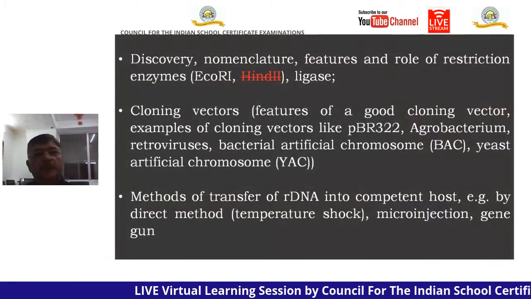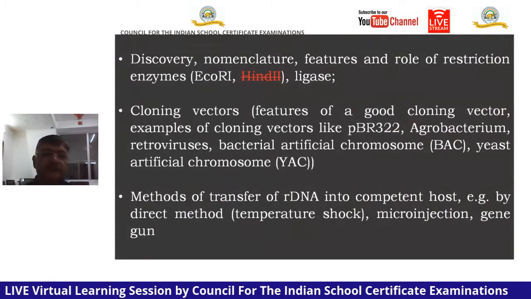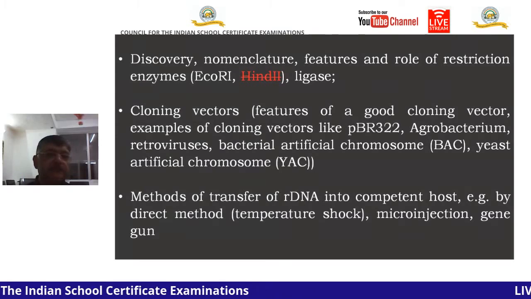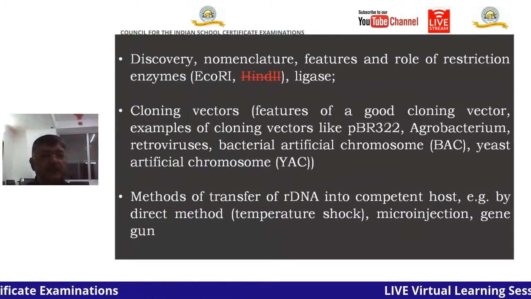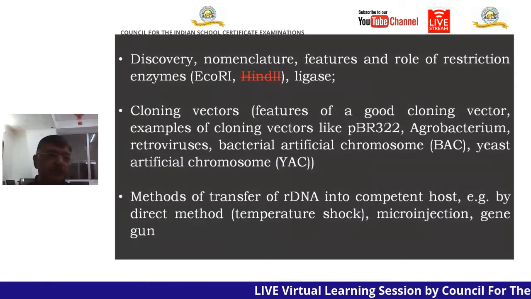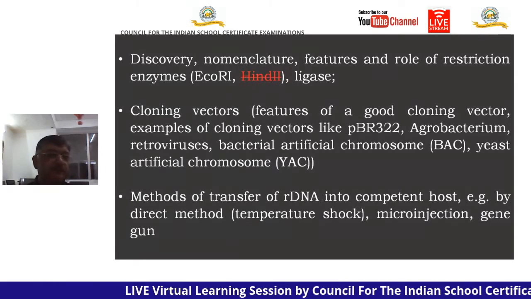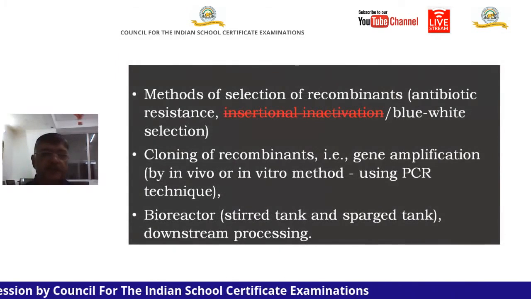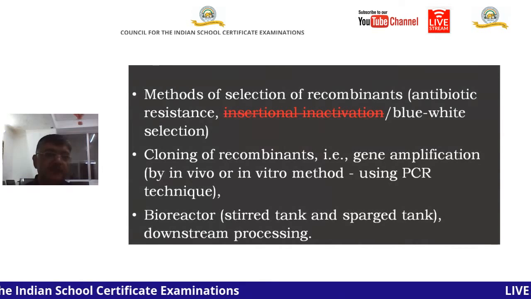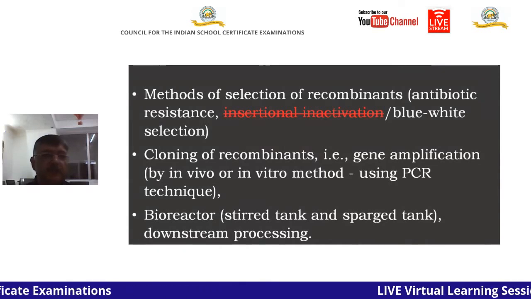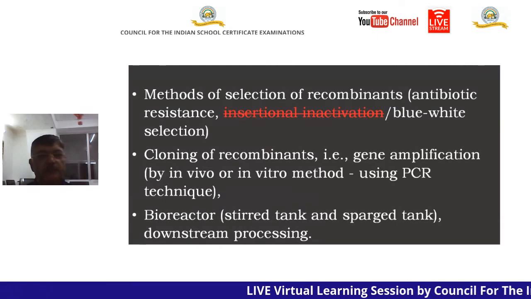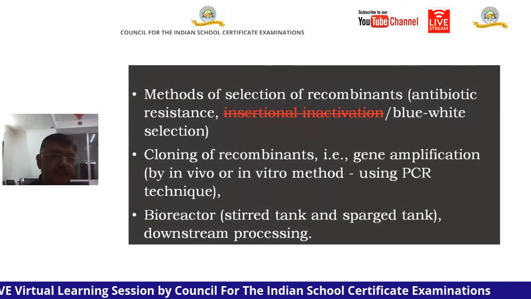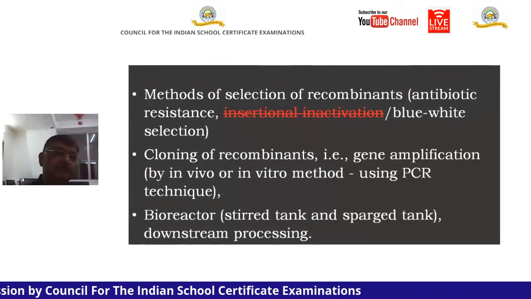And earlier we had two restriction enzymes, EcoR1 and HindIII, but this year, these enzymes have been removed. Only EcoR1 remains. Similarly, from the methods of selection of recombinants, earlier we had three methods, but this year only two are left. Insertional inactivation method is deleted for this year. Mind it, only for this year.